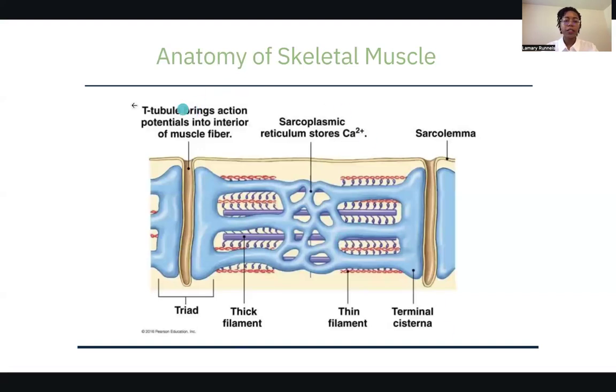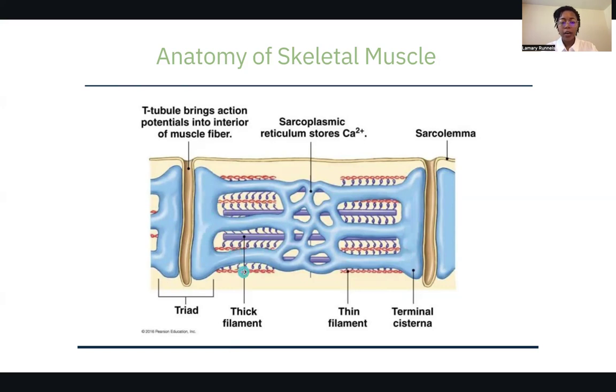So this is just a diagram detailing what I just read to you before. The transverse tubules are right here, also known as T-tubules. They bring the action potentials into the interior of the muscle fiber. You can see the sarcolemma is this line right here that outlines it, acting similar to the cell membrane. And then you have the sarcoplasmic reticulum, which is this, and on the inside has little connector tunnels that look like lace. This area stores calcium, and on each end is a terminal cisterna.